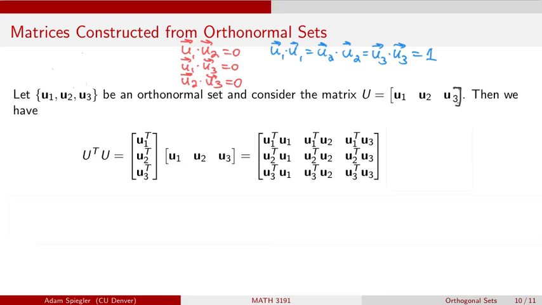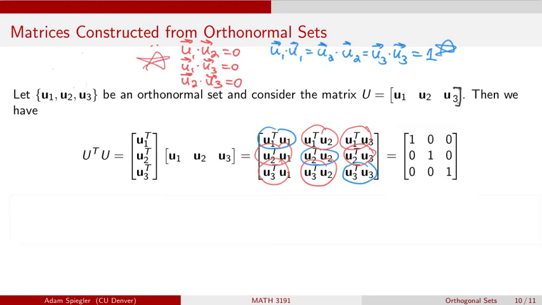So all of the diagonal entries, these are all going to be 1s from this result up here. And all of the off-diagonal entries, these are all going to be 0s from these results over here. So after simplifying this product, we just get the 3x3 identity matrix.